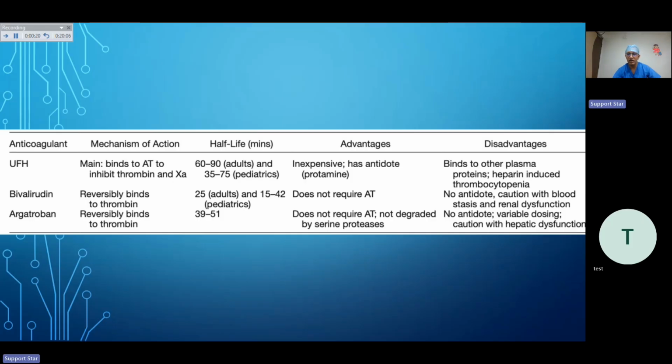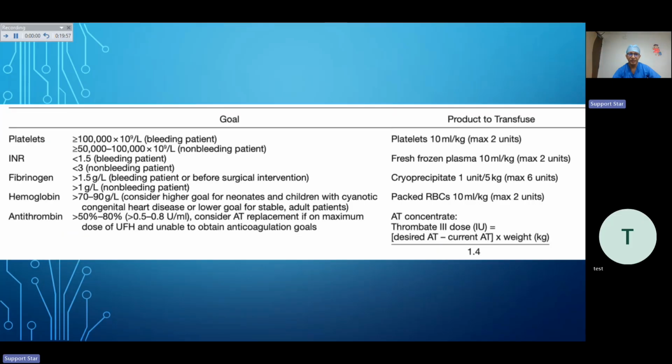It's done APTT and all. It's usually in a different way. Okay, there are no antidotes for bivalirudin and argatroban. But most of the times we use unfractionated heparin only. Only in special cases we require these bivalirudin, etc.